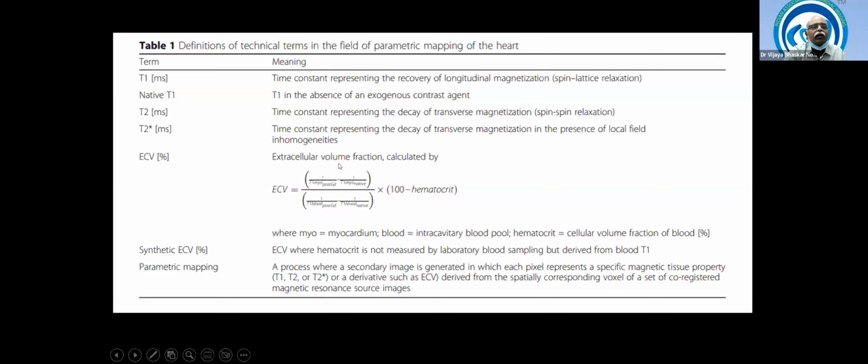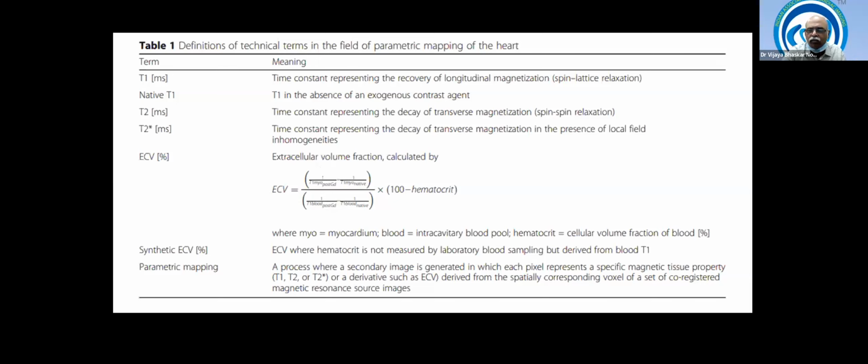ECV fraction: extracellular volume fraction, calculated with adjustment for hematocrit, using the myocardium to blood pool difference pre and post contrast. Synthetic ECV is used when you don't have a ready-made ECV value in front of you, for example when the clinician has not performed a hematocrit value at the time of the study. Within 24 hours of the study, get a proper hematocrit, or get a synthetic hematocrit. The equation you can search on the net.